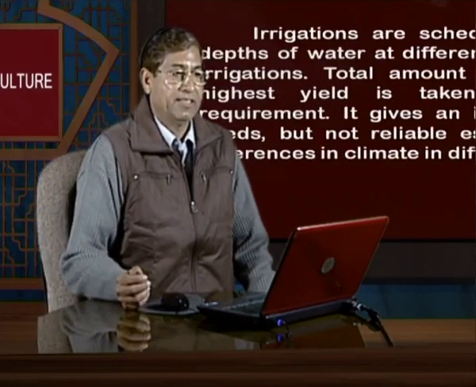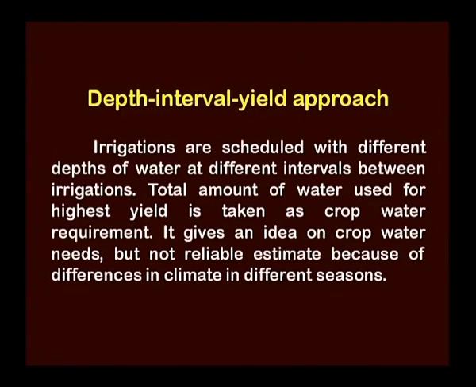Depth interval yield approach. Irrigations are scheduled with different depths of water at different intervals between irrigations. Total amount of water used for highest yield is taken as crop water requirement. It gives an idea on crop water needs, but is not a reliable estimate because of differences in climate in different seasons.